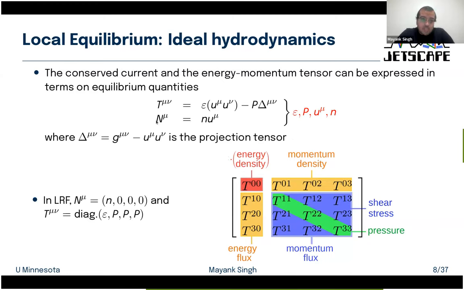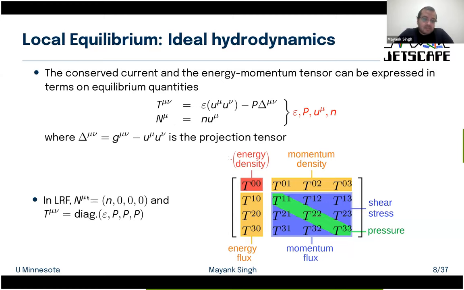And the conserved charge current looks like this, where this is the conserved charge density multiplied by the flow velocity. So again, you have six variables here: one, two, three, and the three independent components of the flow velocity. Flow velocity is normalized, so there are only three independent components. So six equations and six unknowns is a closed system which you can solve for, and given an initial condition, given an initial distribution of the energy momentum tensor and conserved charge density, you can predict how it will look after a certain point.